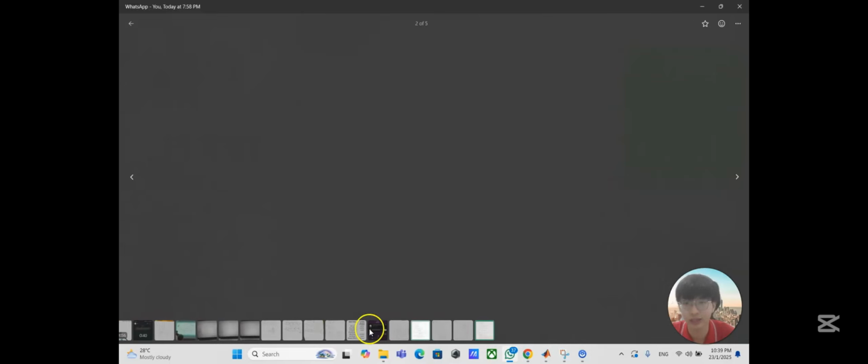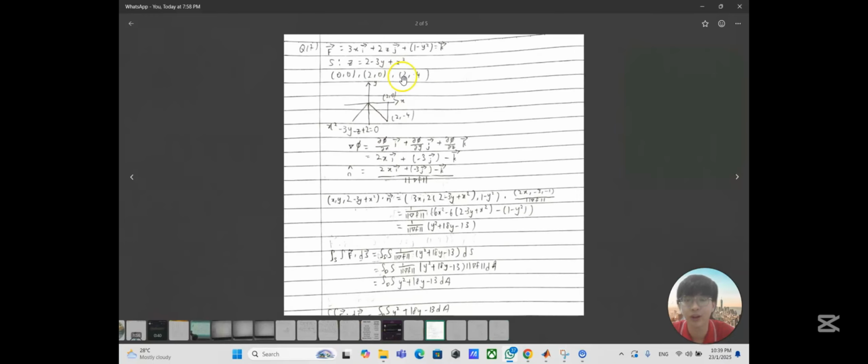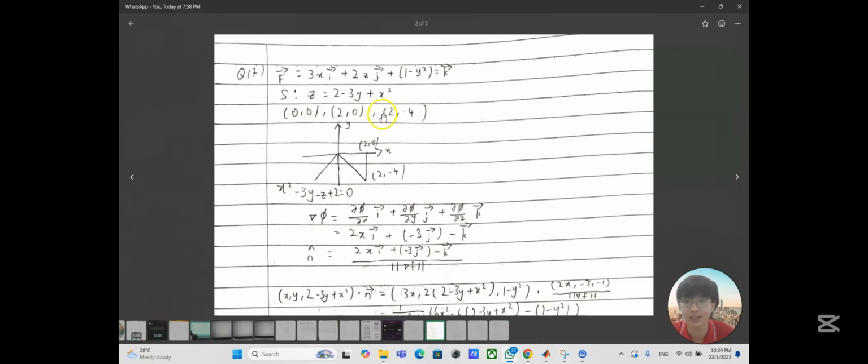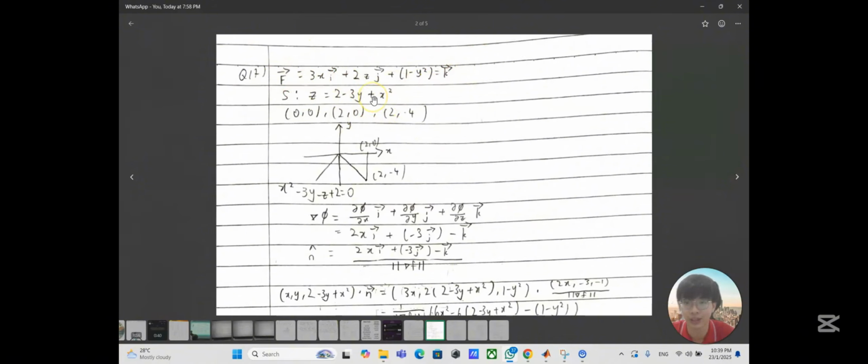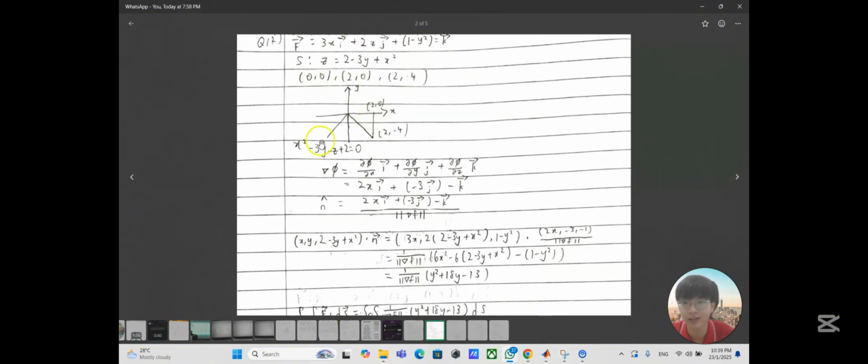Okay, and we do it like this. So we write out what we get. That is F, this is the F equation that the question gave us, and this is the S equation that the question gave us. And we draw it out: (0,0), (2,0), (2,-4).